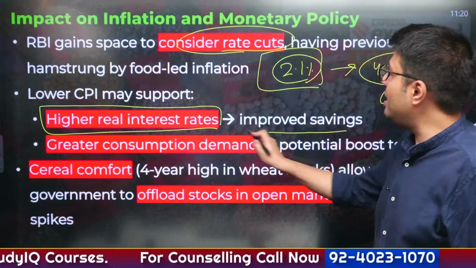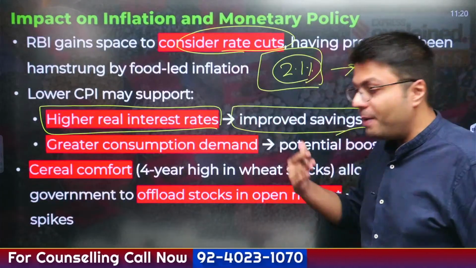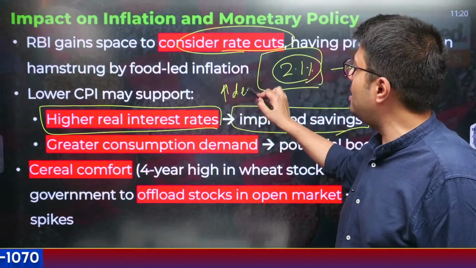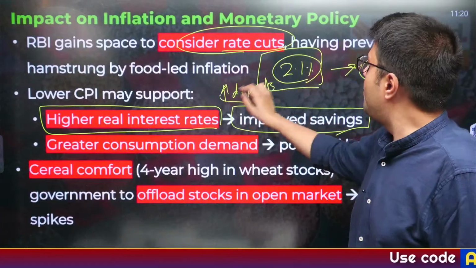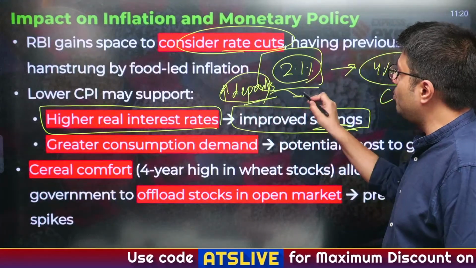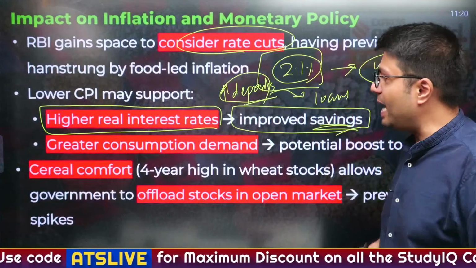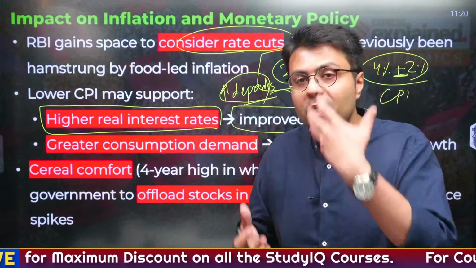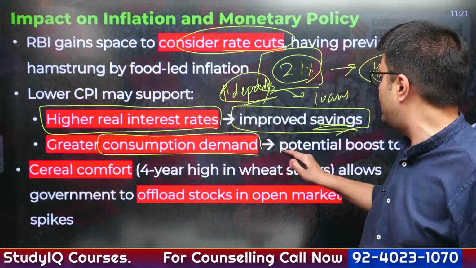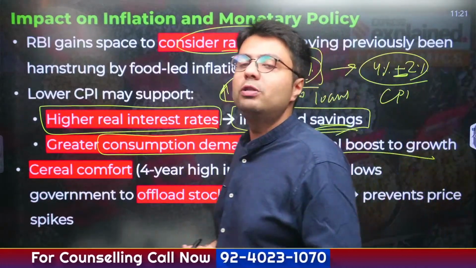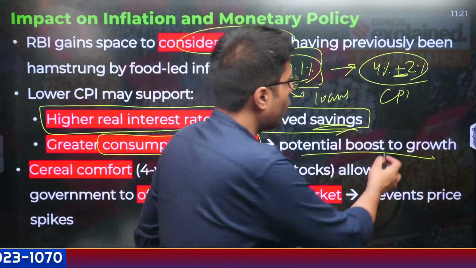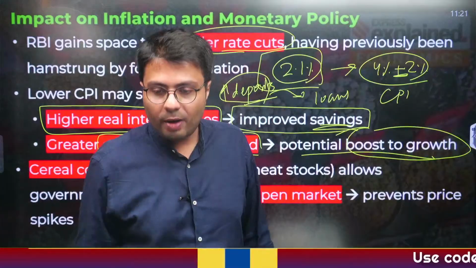So this leads to improved saving among people. Because there are high real interest rates in the economy, people will increase their deposits in the bank, and this will promote more saving, and these increased deposits can be utilized by the bank to give loans, right? Similarly, when people have surplus money in their hands because of low inflation, they can spend it on different items, which will boost production in the economy, and it will contribute to higher GDP growth, right?